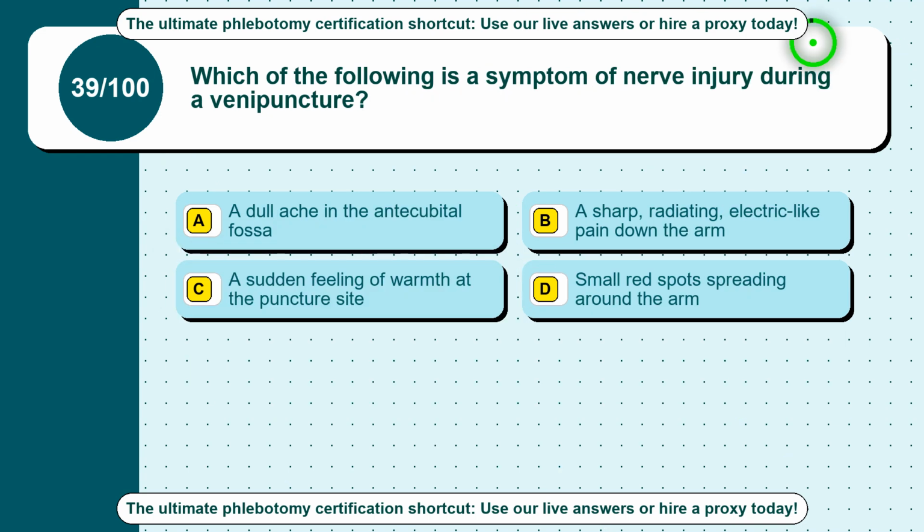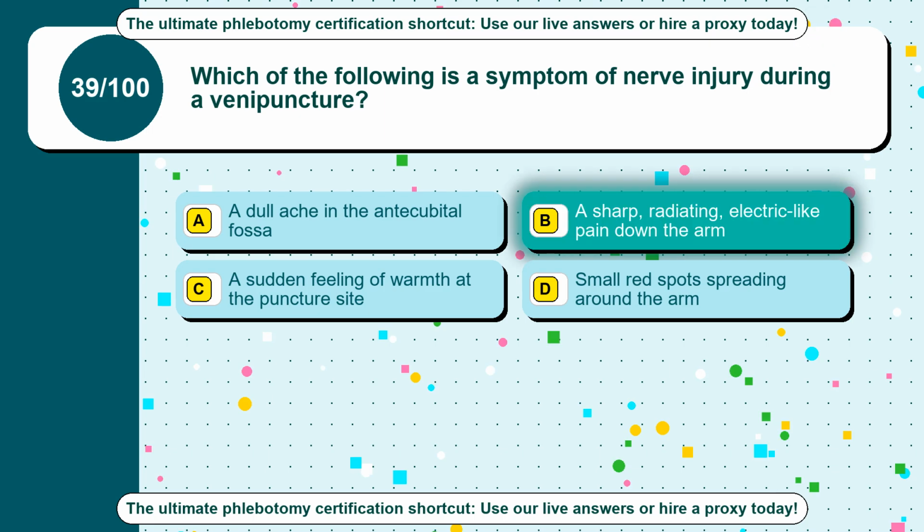Question 39. Which of the following is a symptom of nerve injury during a venipuncture? Option A, a dull ache in the antecubital fossa. Option B, a sharp, radiating, electric-like pain down the arm. Option C, a sudden feeling of warmth at the puncture site. Option D, small red spots spreading around the arm. The correct answer is option B, a sharp, radiating, electric-like pain down the arm.